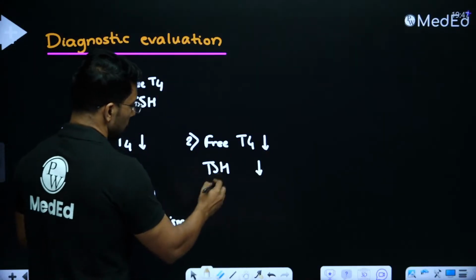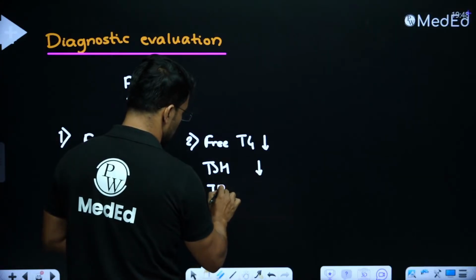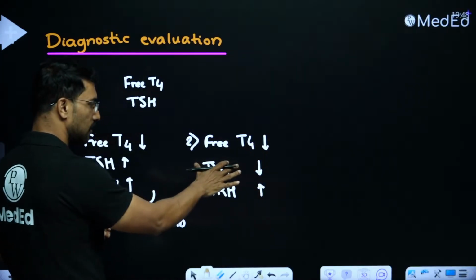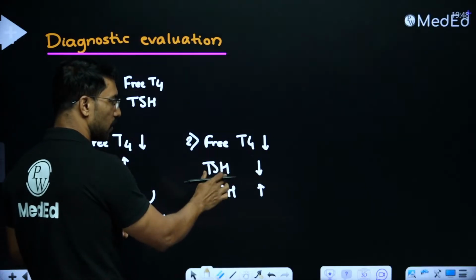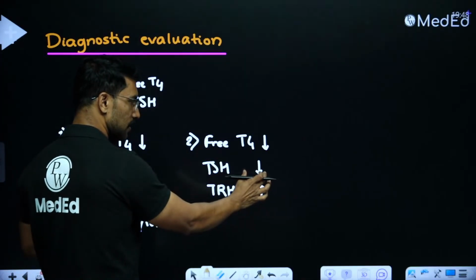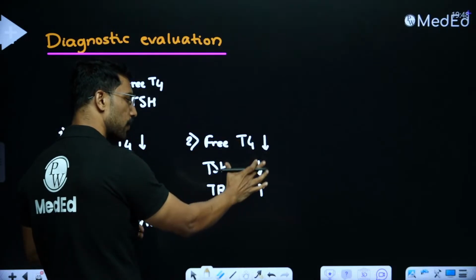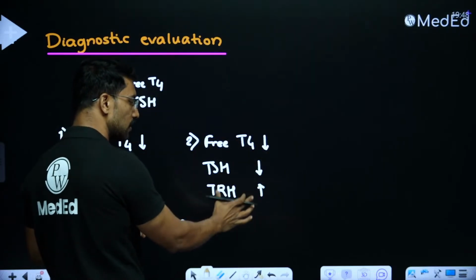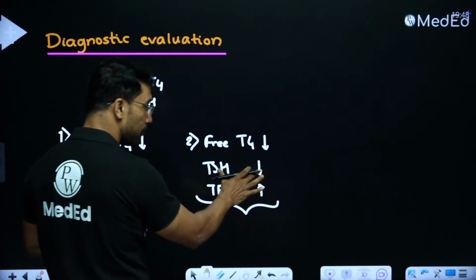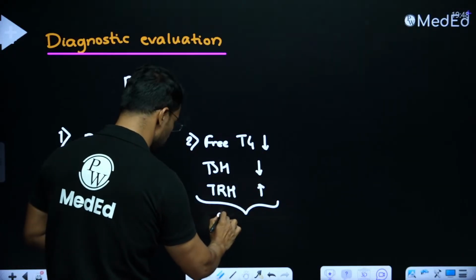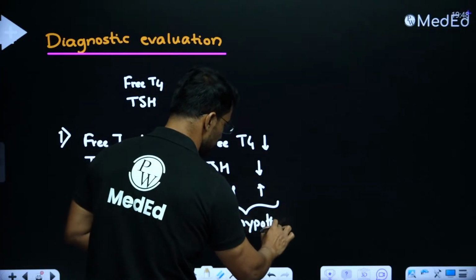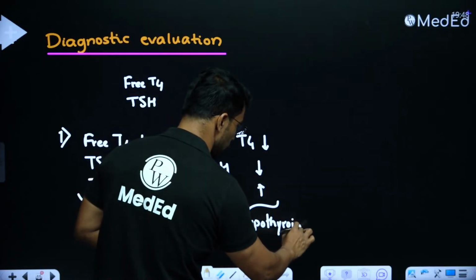Now if the TRH is high but free T3 and TSH are low, where is the problem here? The pituitary gland is not able to produce sufficient TSH. That is why T4 is low. But to push the pituitary gland to produce more TSH, the hypothalamus is working more. So that means the problem is at the level of the pituitary gland. So we will call it secondary hypothyroidism.